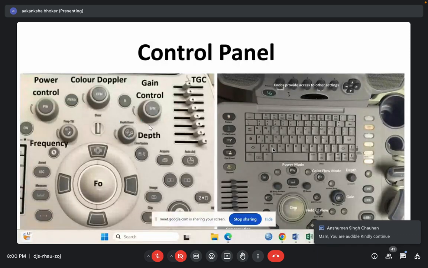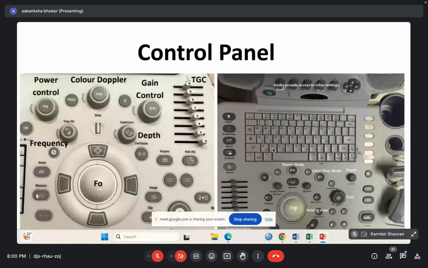So we have discussed this panel. There are other features like we can perform some measurements, we can update, we can freeze, we can store a clip.